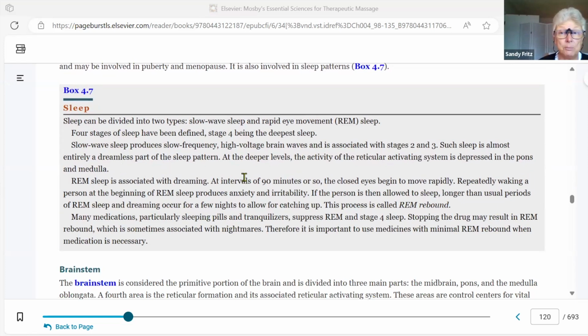Sleep is really, really important. This is where a lot of stuff gets cleaned up. The lymphatic system functions best. The brain is cleansed. Repair happens with growth hormone. And so one of the most important things massage can do is help people sleep better.